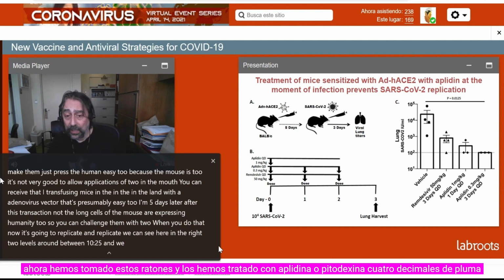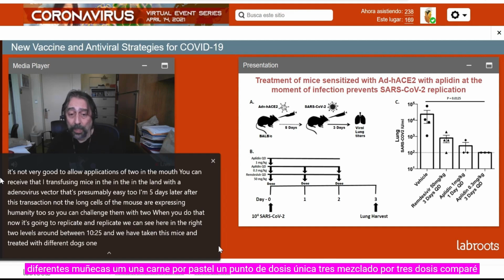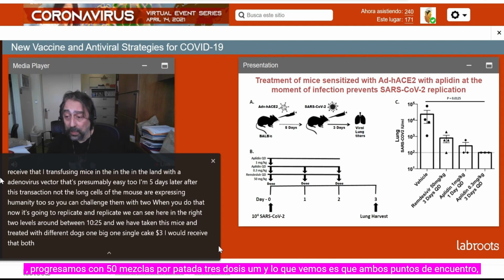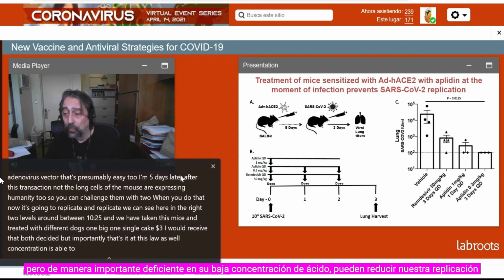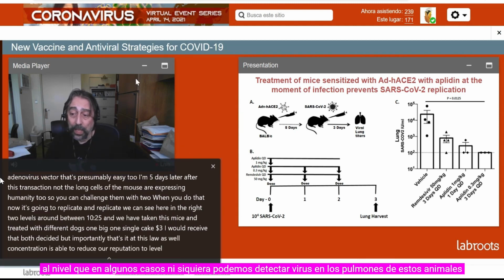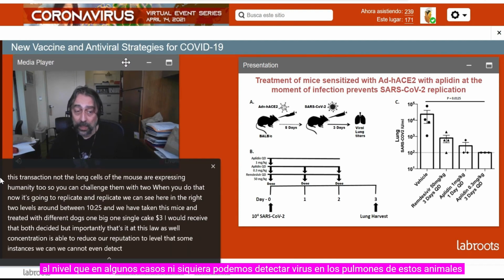Now we are taking these mice and treating them with Aplidin or plitidepsin, or remdesivir, at different doses: 1 mg per kg, one single dose, or 0.3 mg per kg, 3 doses, compared with remdesivir, 50 mg per kg, 3 doses. And what we see is that both remdesivir, but importantly plitidepsin, even at a smaller concentration, is able to reduce viral replication to a level that in some instances we cannot even detect virus in the lungs of these animals.